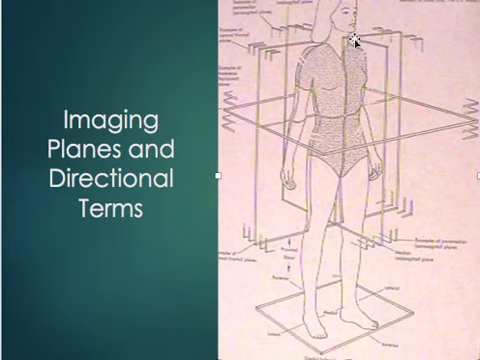Then we've got this plane here, which is dividing the body, you can see it coming through right here, into equal right and left sides. So what directional term or what imaging plane is this? If you said median or mid-sagittal, you are correct. Because I said equal right and left sides, it's either the median or mid-sagittal plane. If it was cutting it down here, it would be just a sagittal plane.